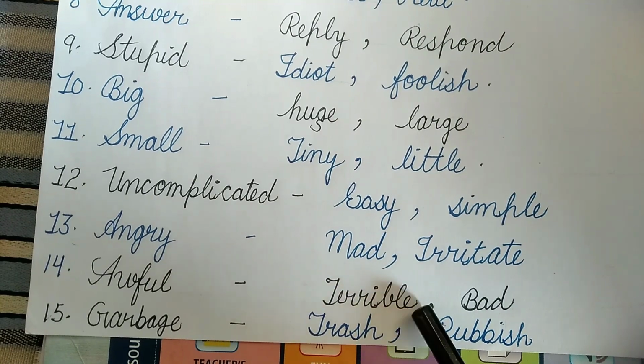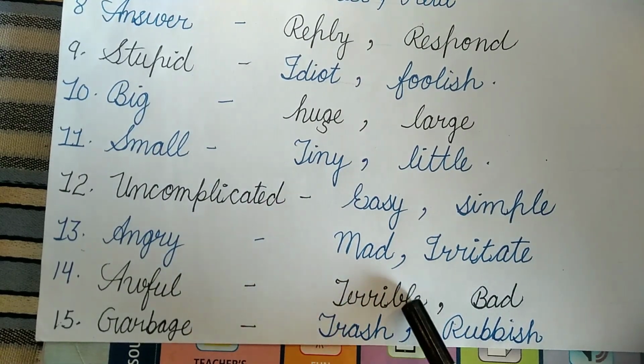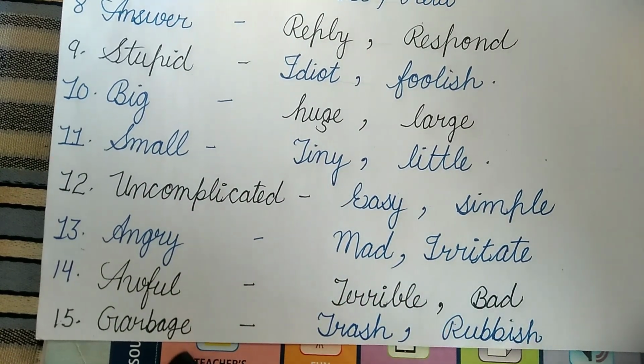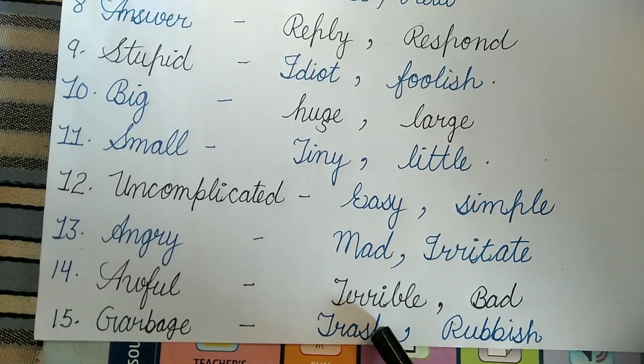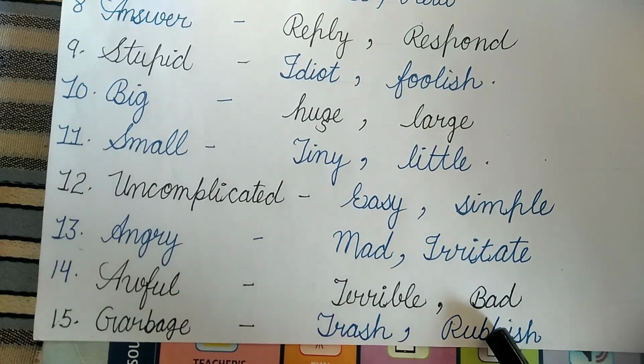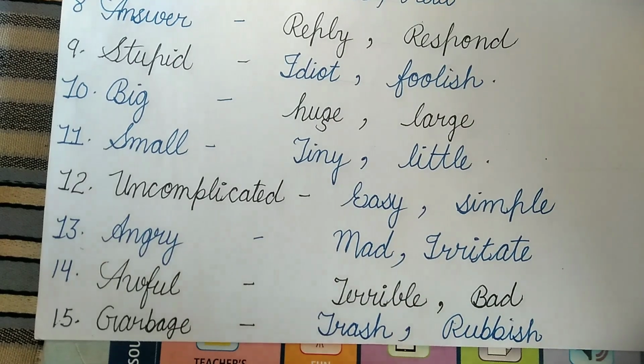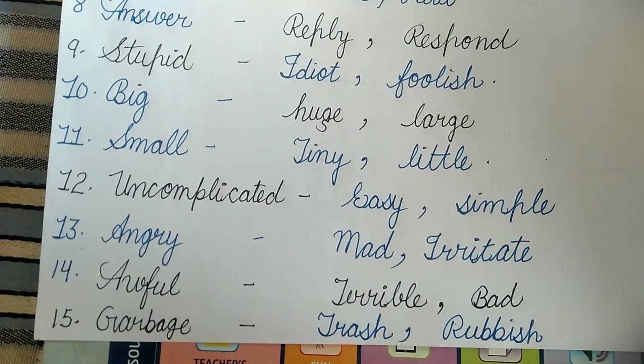Number 14 is awful. Awful means terrible, bad. Number 15 is garbage. Garbage means trash and rubbish, right? That's all about our synonyms and the word contractions, right?